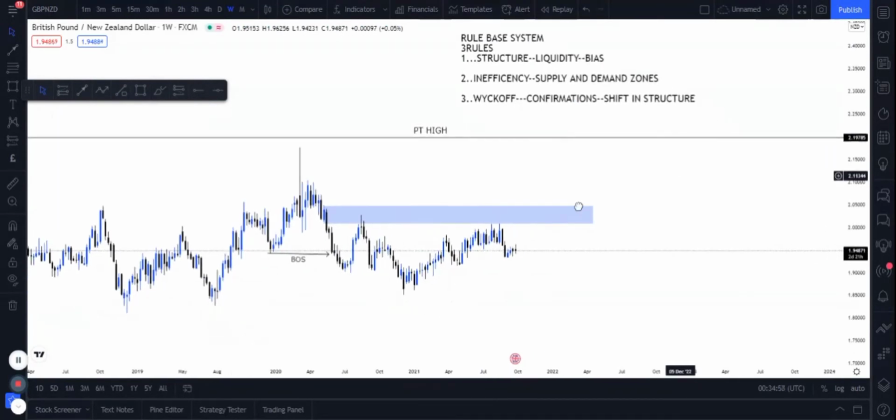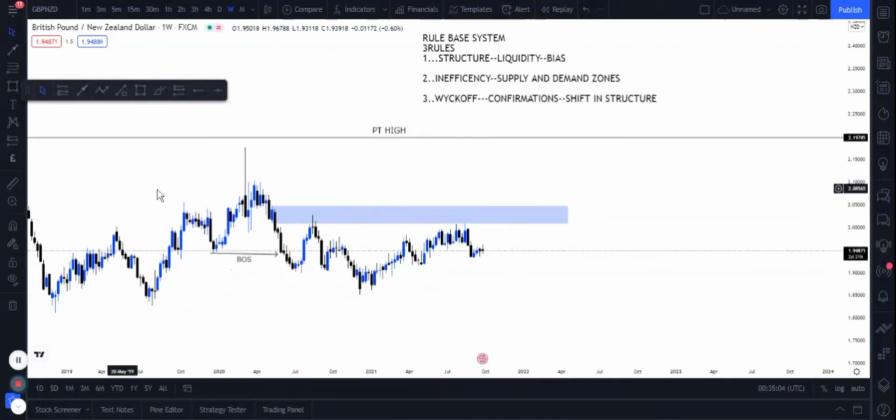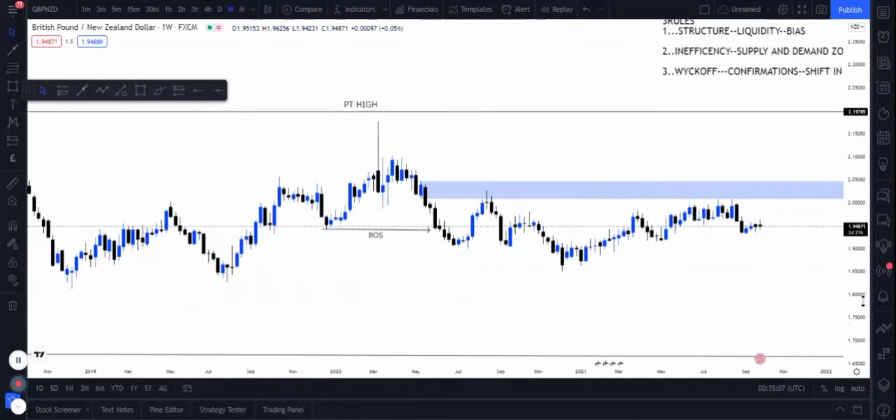So SD zones, supply and demand zones. This is a supply and demand zone. And why is it valid? Because it has inefficiency in it. So where's the inefficiency here?